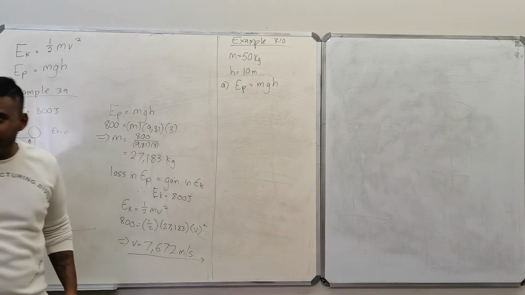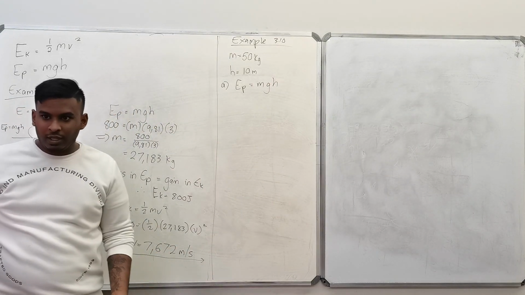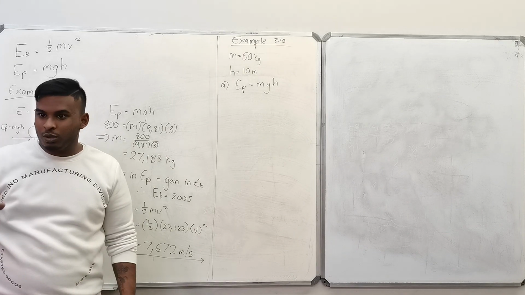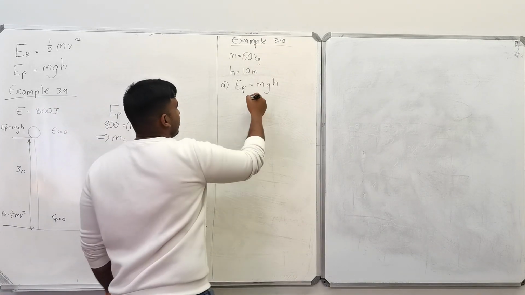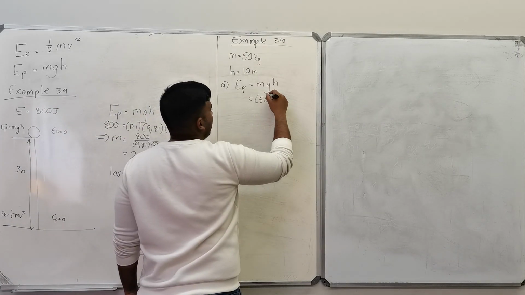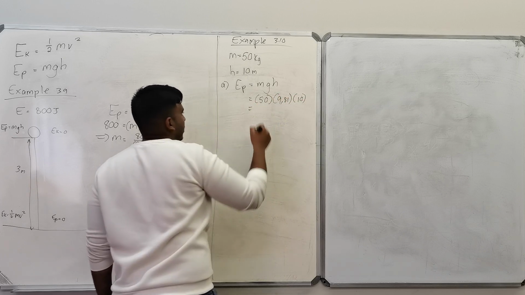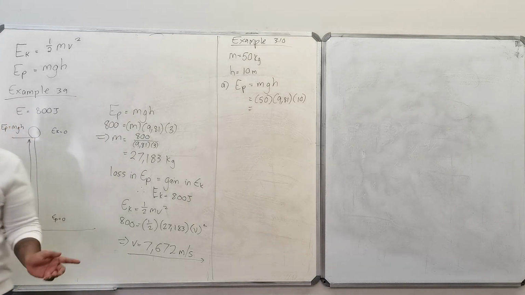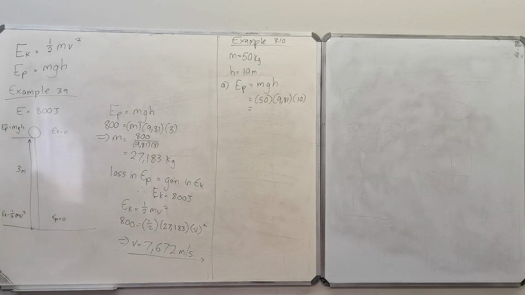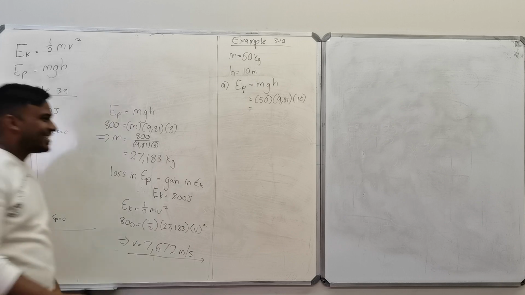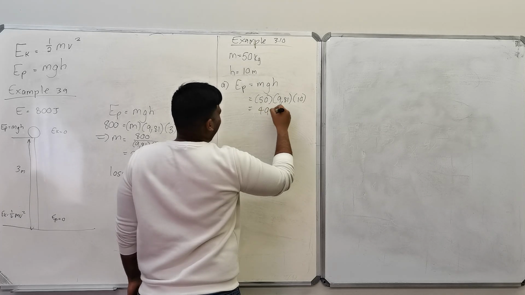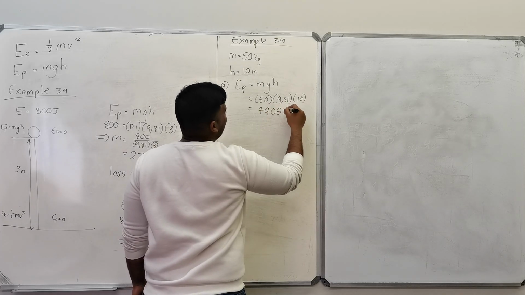Do we know the mass? Yes. Do we know gravity? Yeah. Do we know the height that it was lifted to? Yes. Okay, so we can just solve it. So this here will be 50, 9.81, and 10. That's 500 times 9.81, 4905.